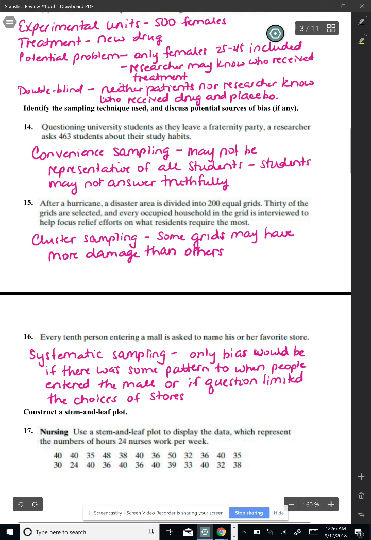Questioning university students as they leave a fraternity party. A researcher asked 463 students about their study habits. So this would definitely be a convenient sampling because the researcher is only questioning students who are leaving a certain place, in this case, the fraternity party, so it's convenient to ask them as they leave. A potential source of bias would be that the students at the party might not be representative of all the students, and this could also be a question that students might not answer truthfully.